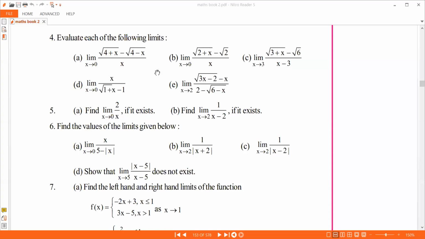x minus 1, so x. I think it is a hurting term. Yeah, it has the hurting term. This is the limit as x extends to 0.